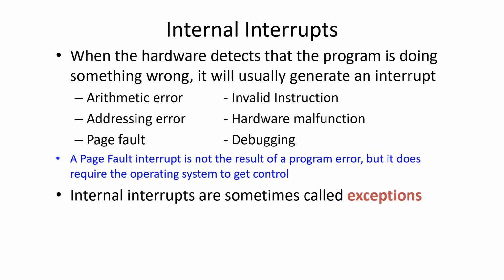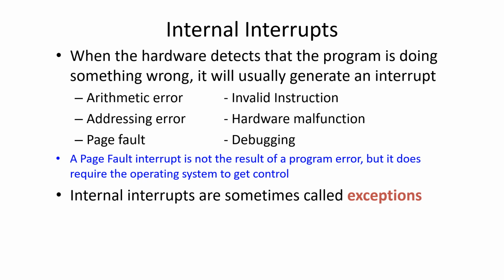Internal interrupts typically detect something that a program has done wrong. There are several things you can do wrong. For instance, dividing by 0. Or if you have a bad pointer and you point to some address that's not in your program. Invalid instruction: if you try to execute an opcode which is not implemented, you'll get an invalid instruction interrupt. There are also special interrupts for debugging.